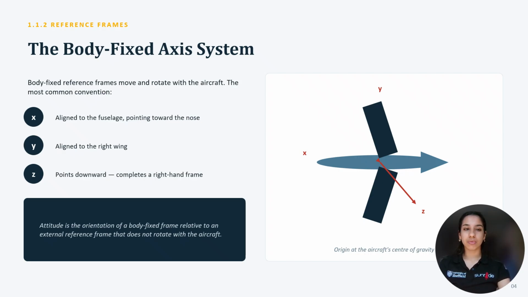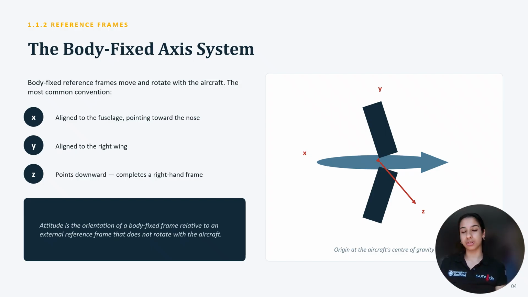So we have the common and simple conventions, which is simplified by the way. The x-axis is aligned to the fuselage, pointing towards the nose. You could see from the picture here that I created. The y-axis is aligned to the right wing. Just put yourself in that position. And then you get the z-axis, which is pointing downwards.